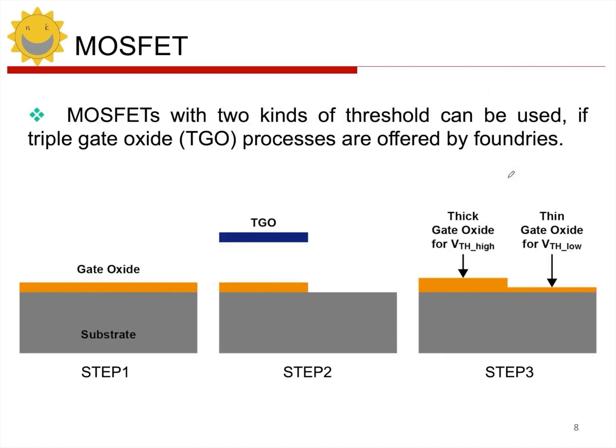Next, I want to introduce a concept called TGO, which stands for triple gate oxide. Earlier, we briefly mentioned it. Now, let's dive into what this process actually does. This technology is mainly designed to provide two types of transistors with different thresholds. Generally speaking, a process will offer two prefabricated transistors, one with a high threshold and one with a low threshold. The main reason is that for low threshold devices, the gate oxide needs to be very thin, which allows them to operate at lower voltages, right?